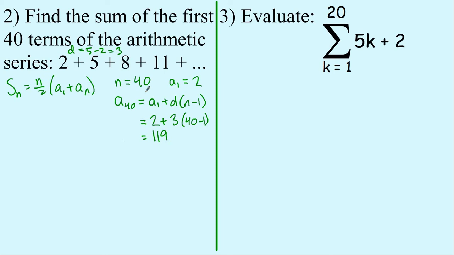So now we have all of our information, the 40, the 2, and the 119. So to find the sum of the first 7 terms, what did I say, 7? I'm still in the last problem. 40. 40 terms. 40 over 2 times 2 plus 119. All right, we get 20 times 121, so we get 2,420.